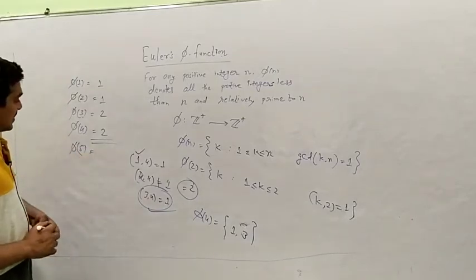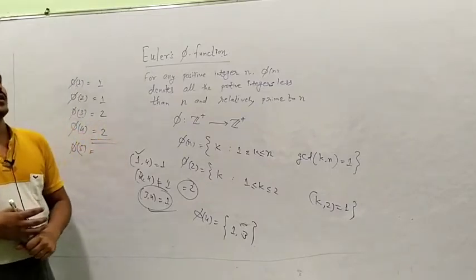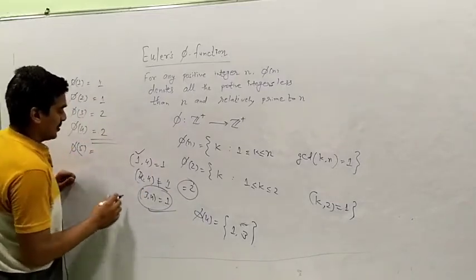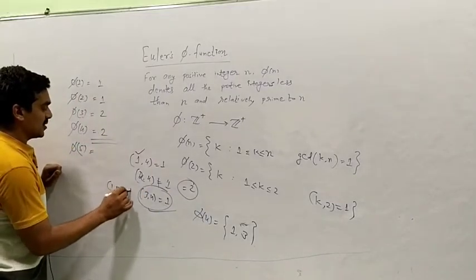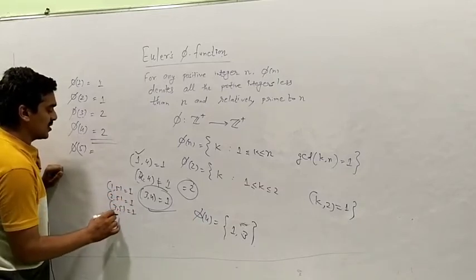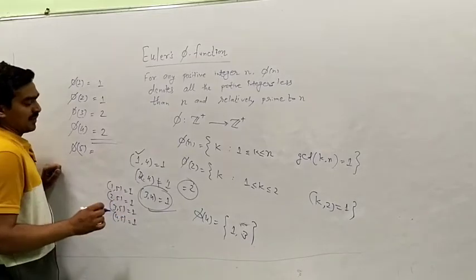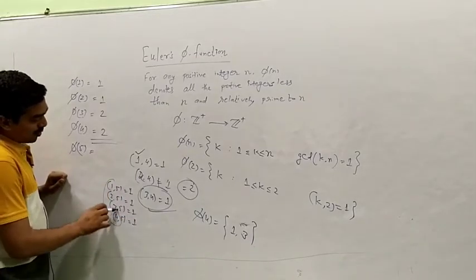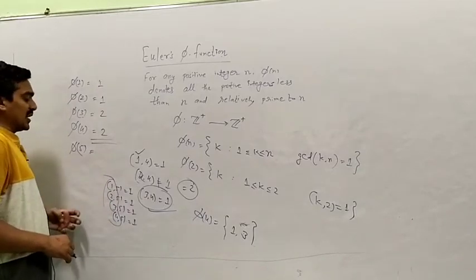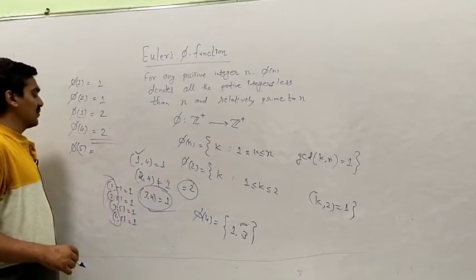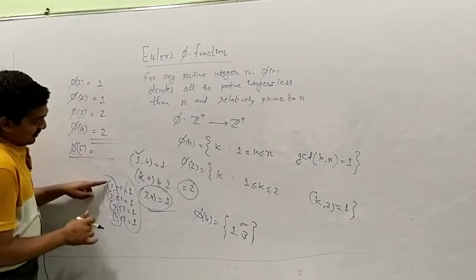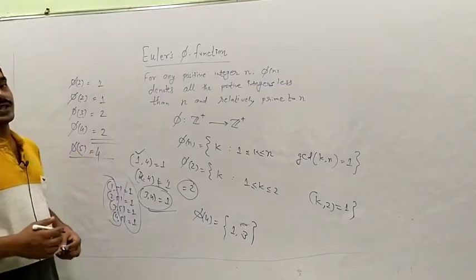Okay, phi 5. How many integers are less than or equal to 5 and relatively prime to 5? The GCD of 1 and 5 is 1, the GCD of 2 and 5 is also 1, the GCD of 3 and 5 is also 1, and the GCD of 4 and 5 is also 1. So there are 4 integers, 1, 2, 3, 4, which are relatively prime to 5. The total number of integers is 4.